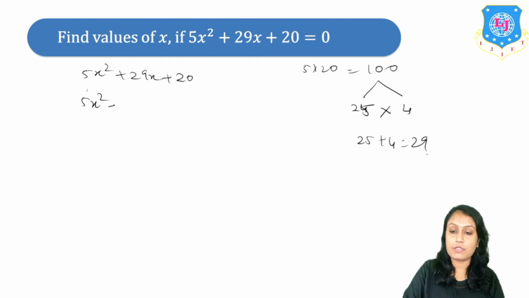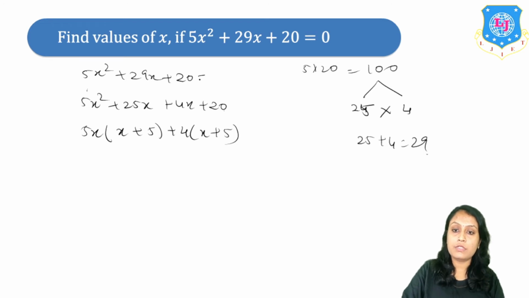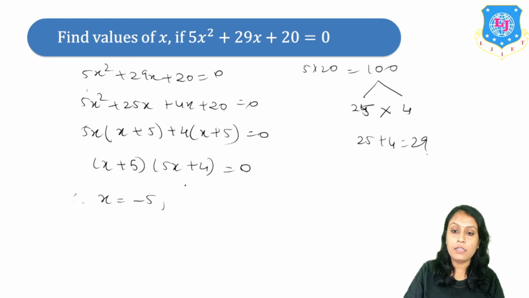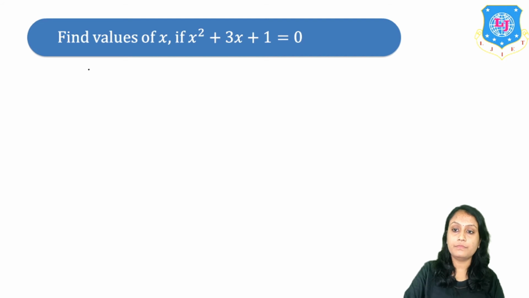So this is 5x square plus 25x plus 4x plus 20. Okay, we can take out 5x common, so here x plus 5, 4 common, so x plus 5. Okay, so equal to 0 we have, right? So x plus 5 into 5x plus 4 is equal to 0. So from this you will get x is minus 5, and from here we'll get 5x is equal to minus 4. Therefore x is equal to minus 4 upon 5. Okay, now let's move to the next example.